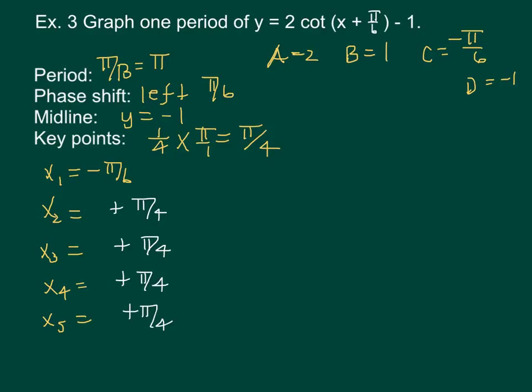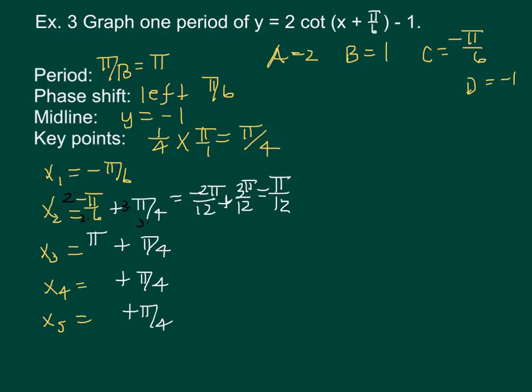So we're going to take -pi over 6 and add pi over 4. Remember, you have to get a common denominator. So I'm going to multiply by 2, multiply by 3. So you have -2 pi over 12 plus 3 pi over 12 gives us 1 pi over 12.